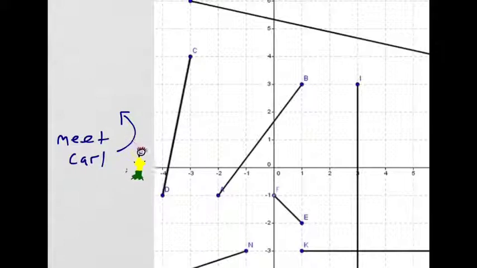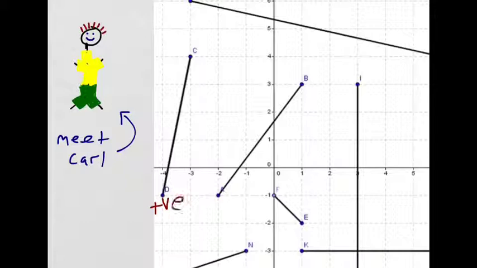So here's Carl going on our slope from, in which direction? Left to right. Carl is going left to right along the slope. Is he going up or down? Up. He's going up. Because Carl is going up, we say that this is a positive slope. Those are slopes that go up when you go left to right.